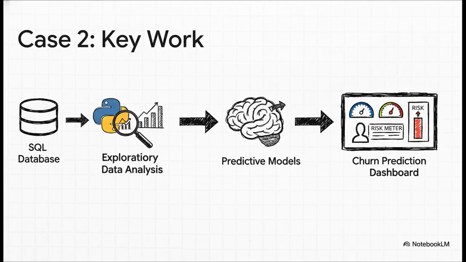Now, this is where things get really cool, because the analyst took it a step further. After doing all the usual SQL and Python work, they started looking for patterns in customer behavior and even built predictive models to flag customers who were a high risk for churning. So the final dashboard wasn't just reporting on the past, it was helping predict the future.